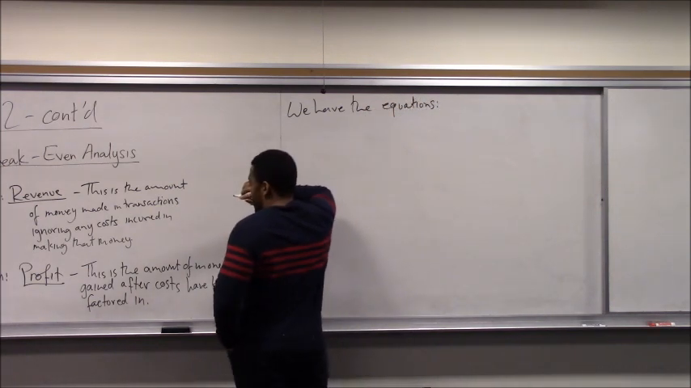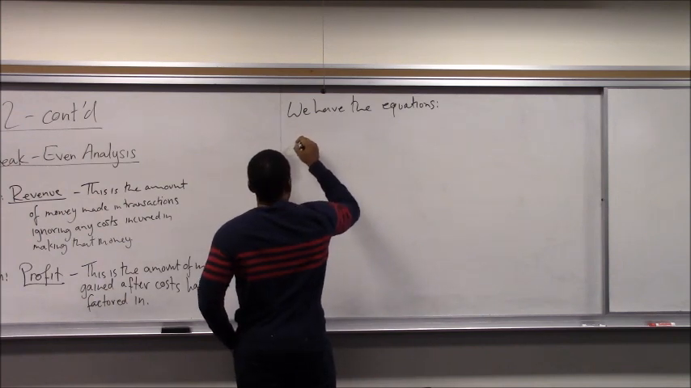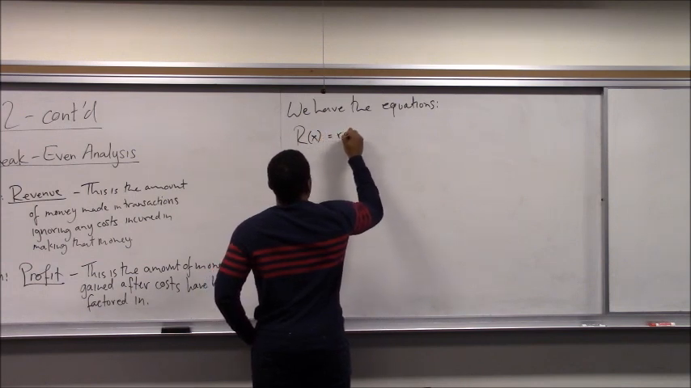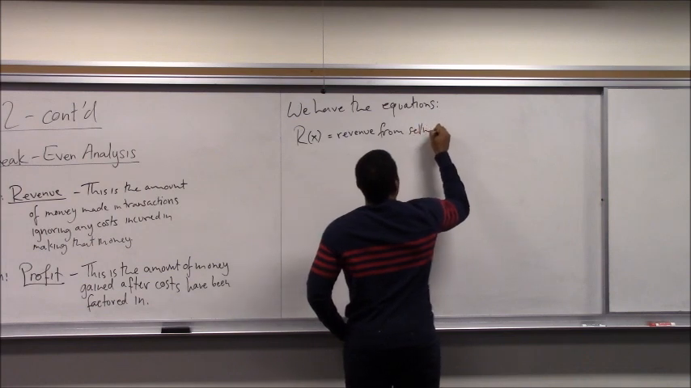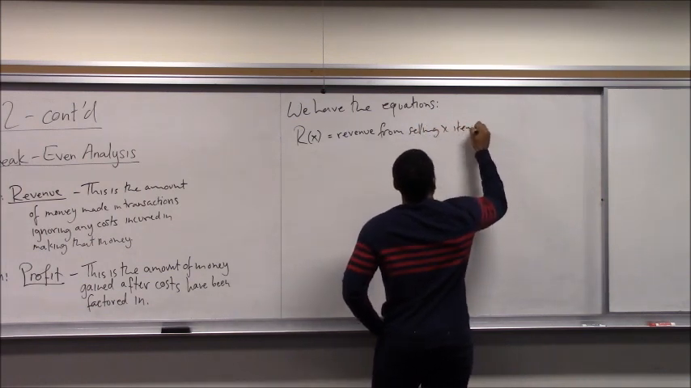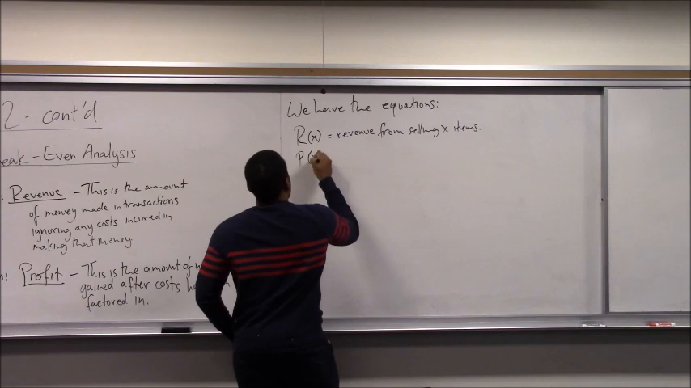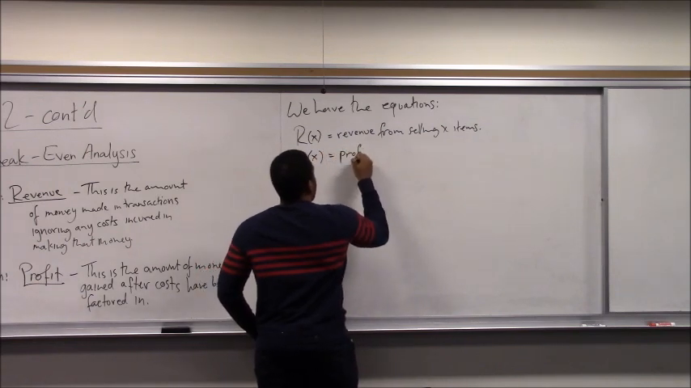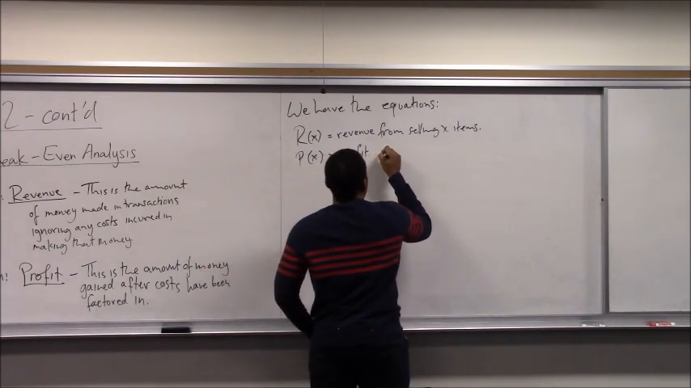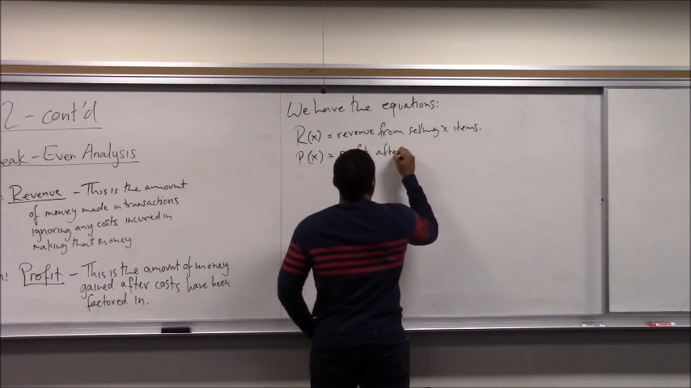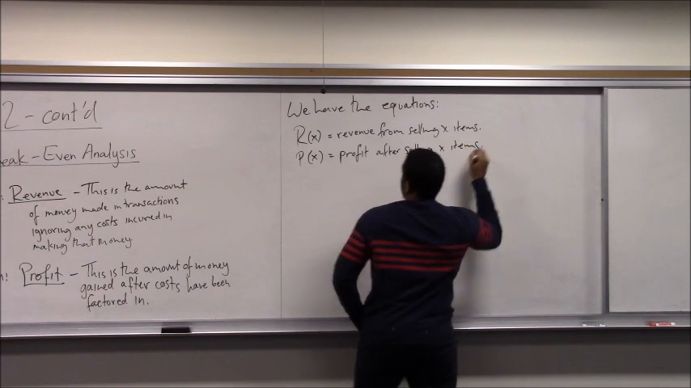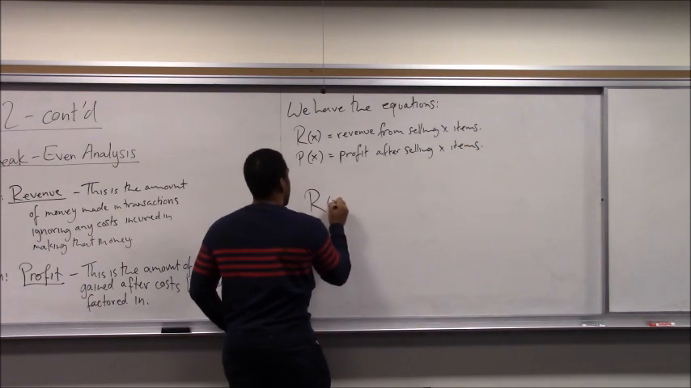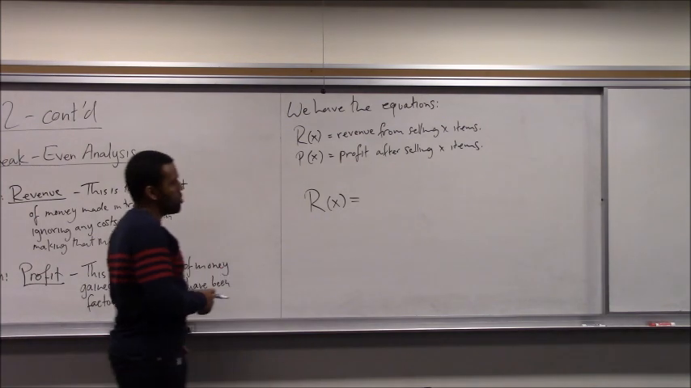So given that that is revenue, how do you think revenue would be computed? So let R(x) equal revenue from selling x items. Let's say P(x) equals profit. So what would you say R(x) is equal to? How would you compute revenue?